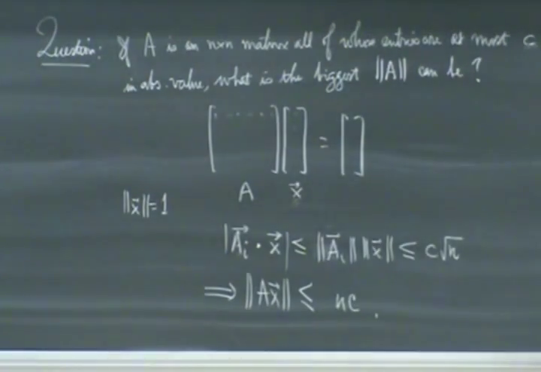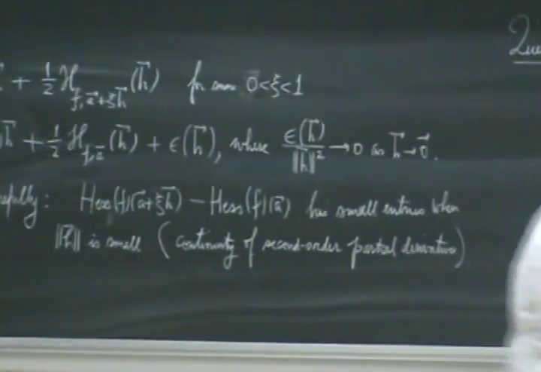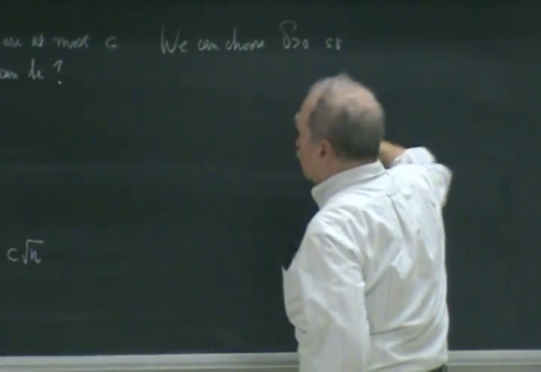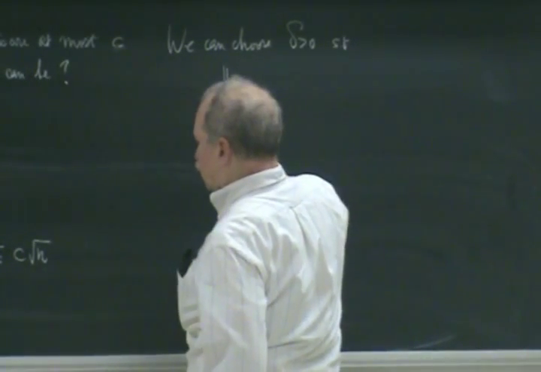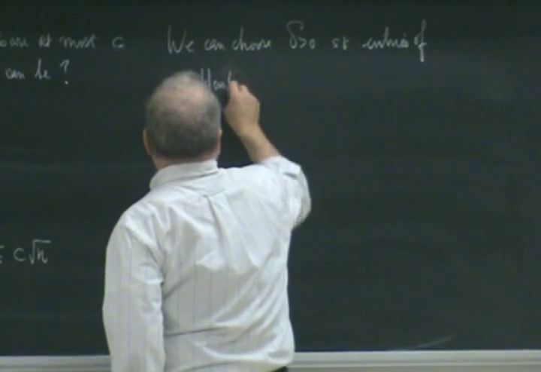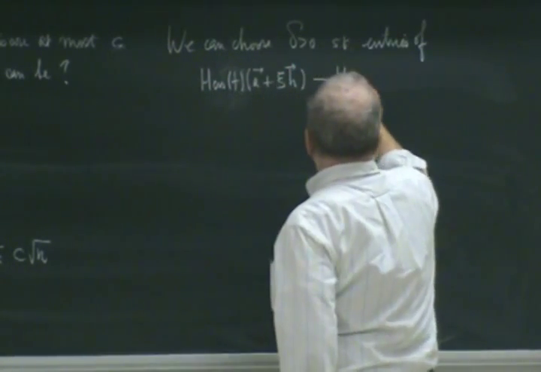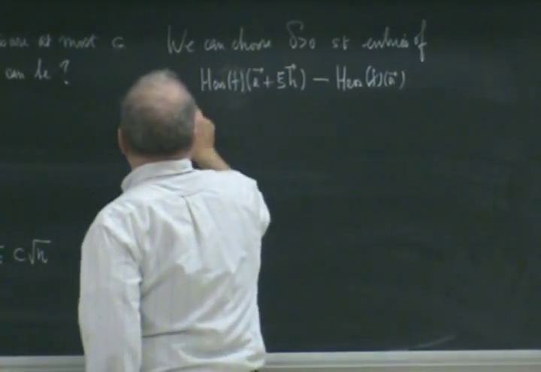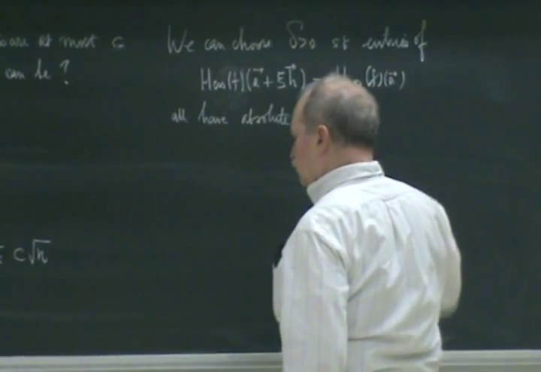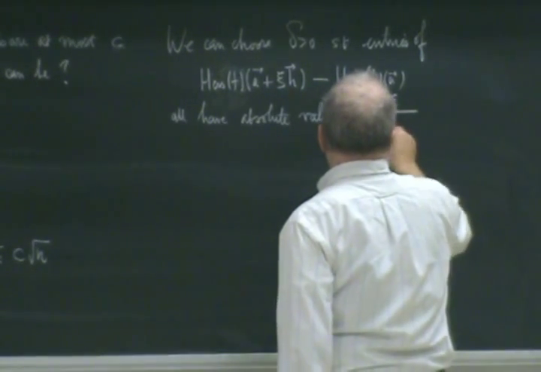All right, what's the upshot of all this? The upshot is, if I pick delta small enough to control the size of h, we can choose delta so that the entries of Hess F at A plus squiggle H minus Hess F at A all have absolute value less than, what should I have? How about epsilon over 2n?